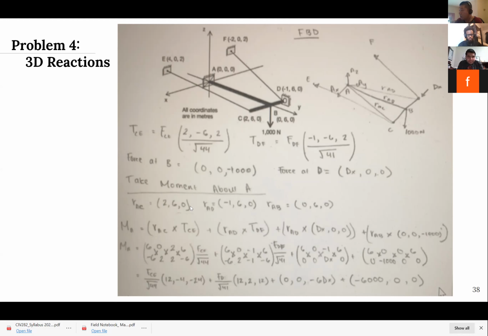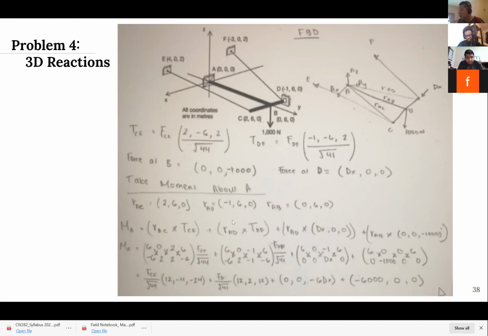And the way that I think about it is, do you see that bolded sort of T figure in the diagram that they gave us? So I think, okay, let me connect all the forces that we have, the tension TCE, the tension at DF, the force at B, and the force at D to that one point A. So how do I connect them all? I'm going to find, say, the distance A to C, and that's what I did there, R A to C. You just subtract the 2 coordinates, 0, 0, 0, and 2, 6, 0. And then A to D, I found that, and then I found A to B.